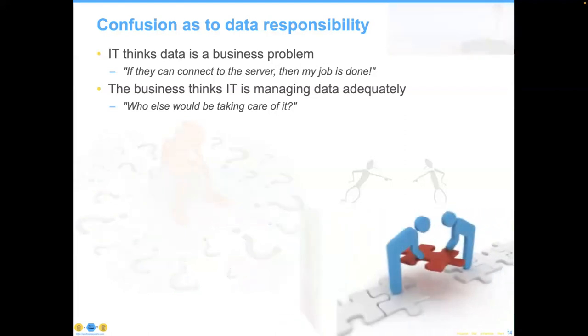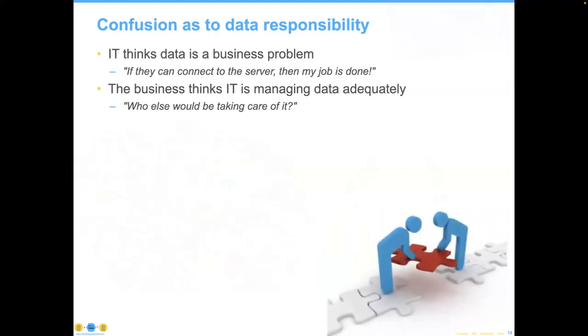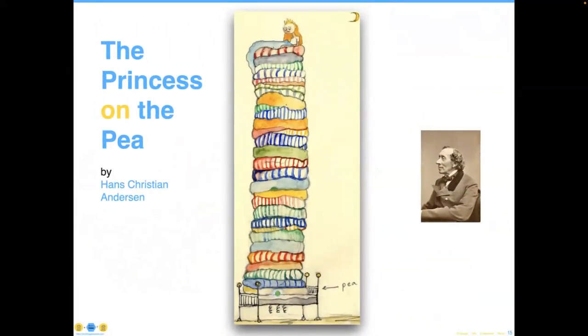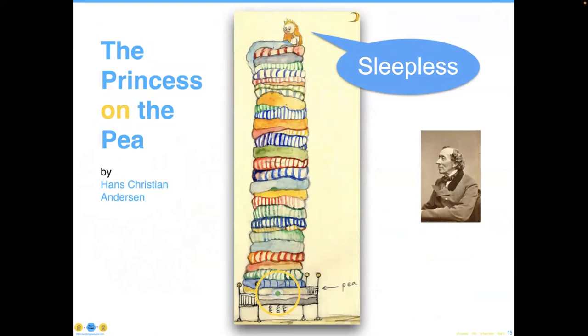And it's up to us to repair that gap as a team and cooperate between us, because the lack of understanding about data leads to people saying, well, I don't understand what the problem is if we have a flawed data foundation for our project. And I immediately talk about the princess and the P. Thank you, Hans Christian Andersen. The P is, of course, down here at the bottom of these mattresses, and the princess is up at the top here, sleepless because of the P.